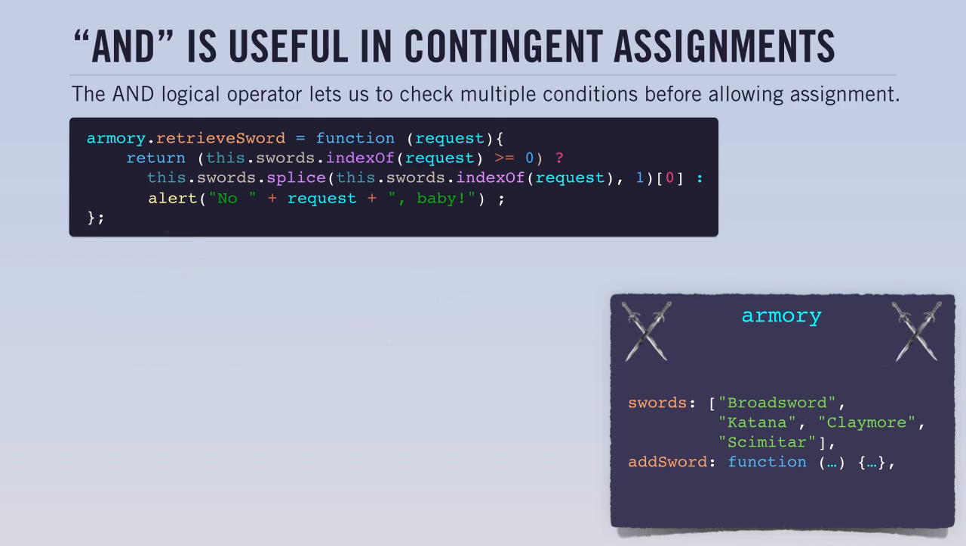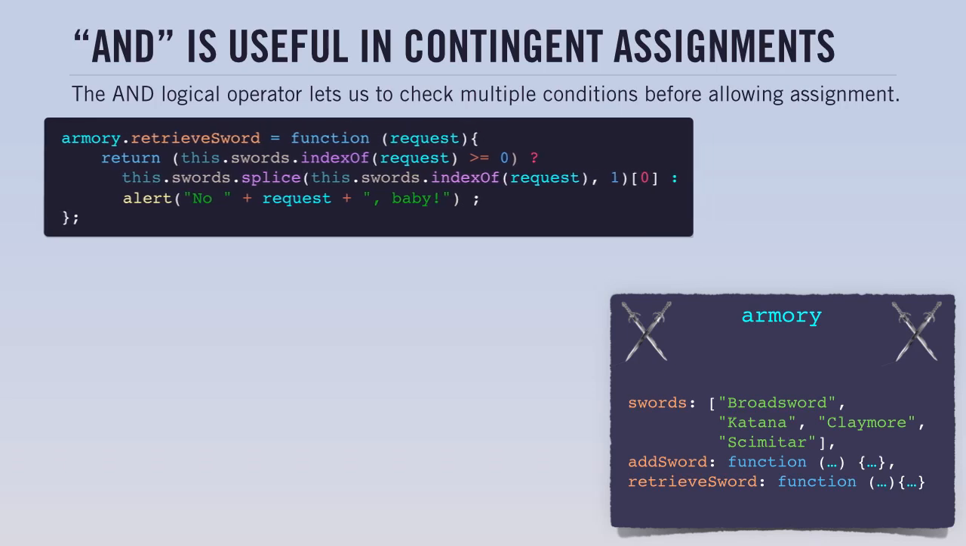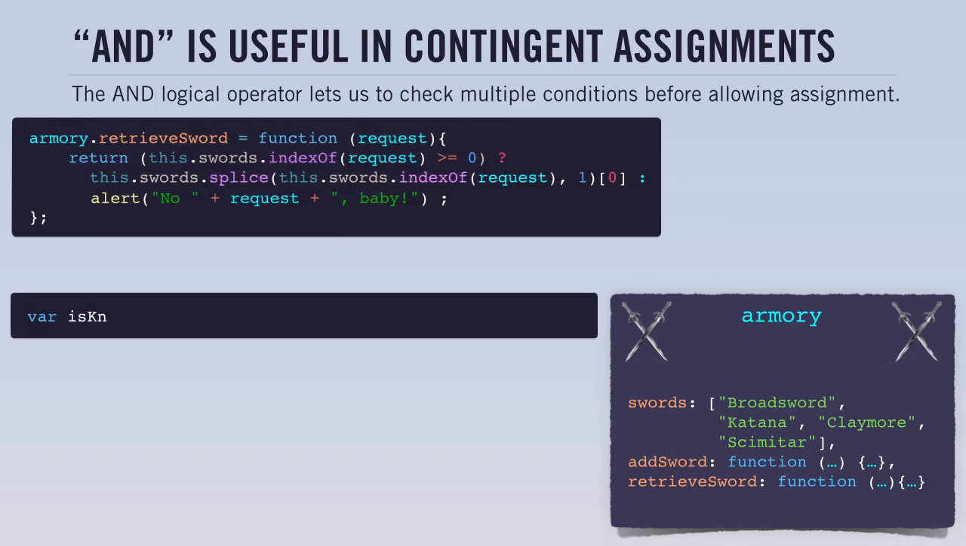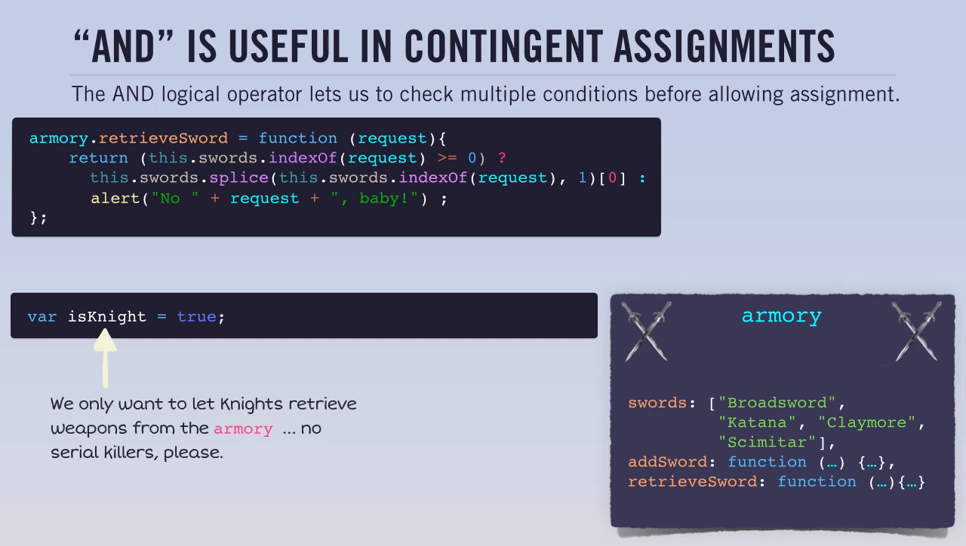So now let's go ahead and try to use our retrieve sword method that we've added to the armory. We're going to set up a variable called isKnight here, and we're going to set it equal to true. We only want knights to be able to get swords out of the armory. We don't want serial killers running around with weapons from the armory. That could reflect poorly and suck moderately, so let's not do that.